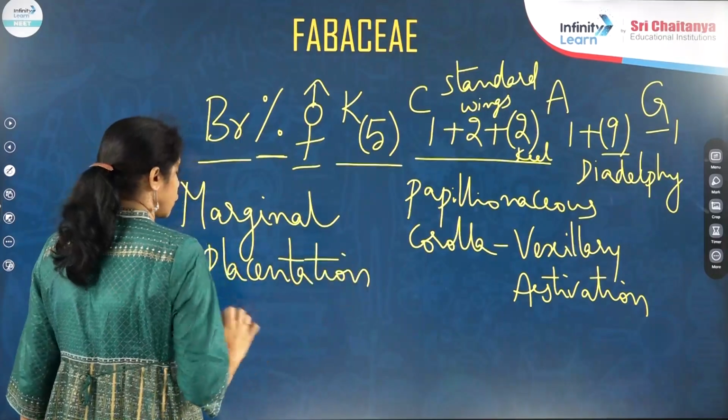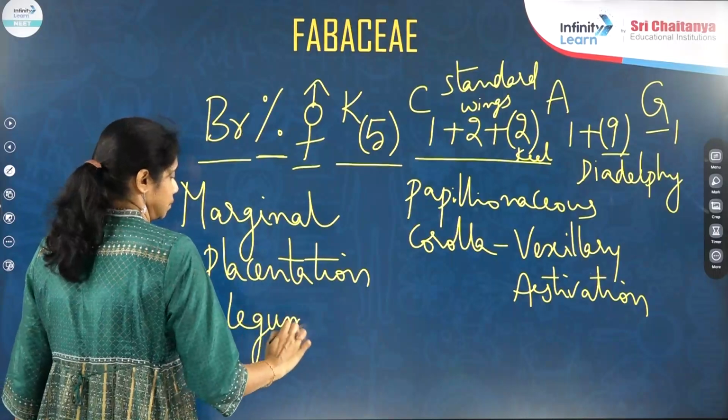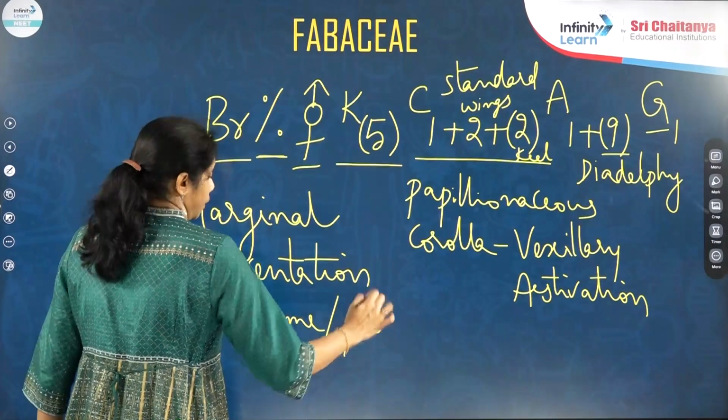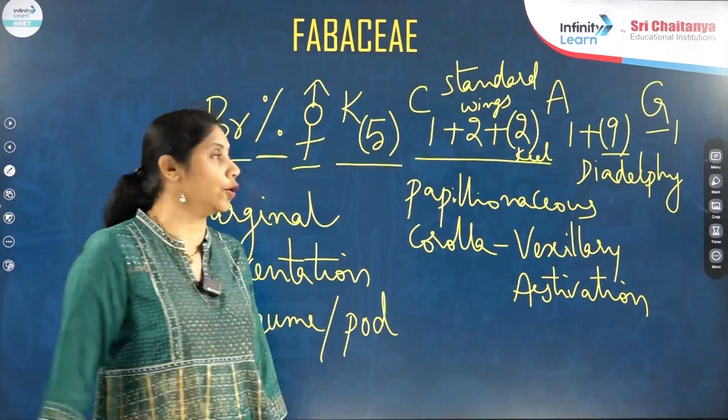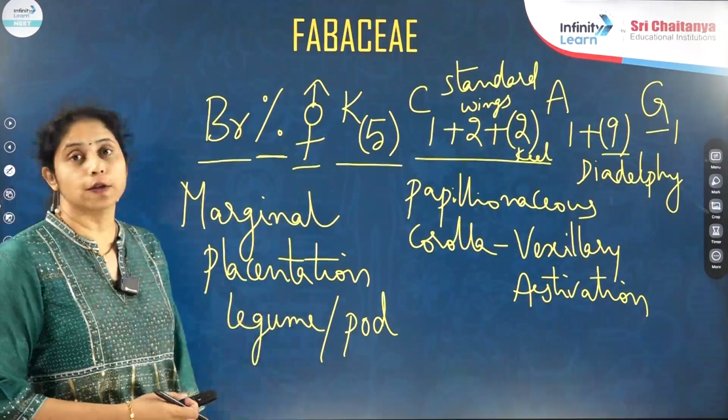And the fruit is legume or pod. Whereas in the Malvaceae, it is the loculicidal capsule, but here it is the legume or pod. So, these are the important characteristics of Fabaceae.